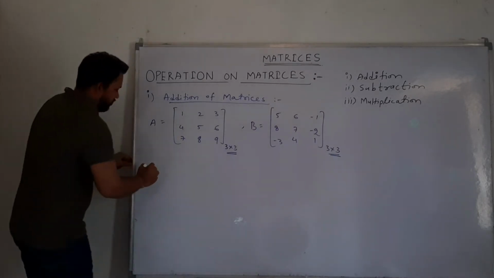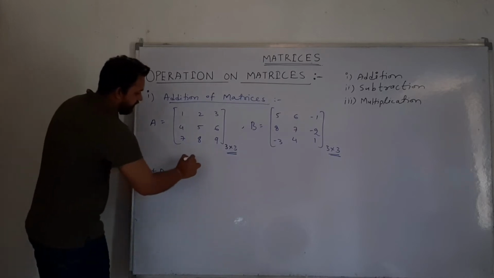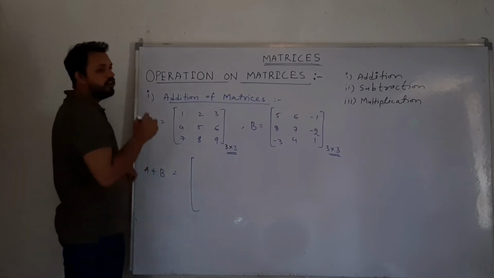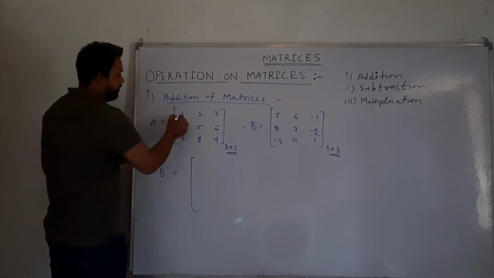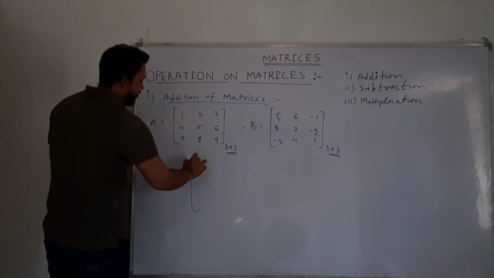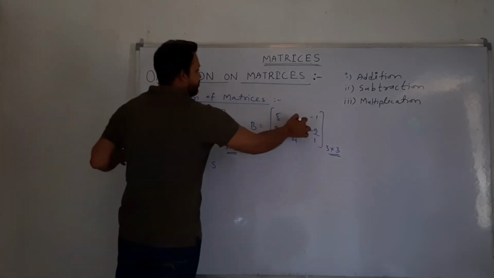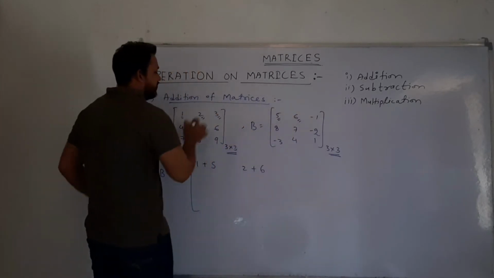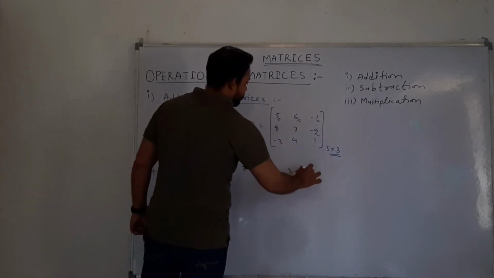So, when we are getting A plus B, when we are adding the two matrices, we are getting a third matrix in which the corresponding elements of the above two matrices will be added. So, corresponding element of 1, here it is 5. So, we will write 1 plus 5. For 2, it is 6. So, we will write 2 plus 6. For 3, it is minus 1. So, we will write 3 plus minus 1.